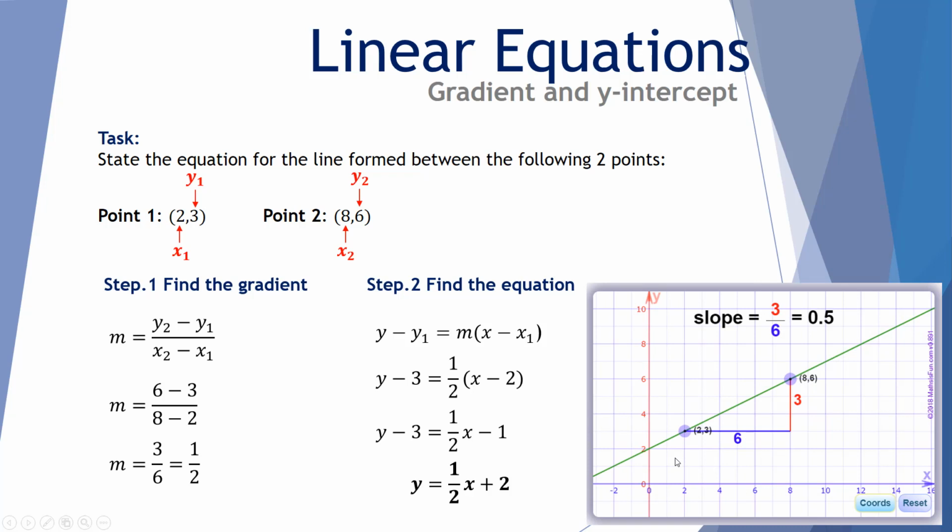Here it is visually. We've got our points 2, 3 and a 0.86. Our gradient rise over run is 0.5 and our y-intercept is 2, exactly as our equation predicts.